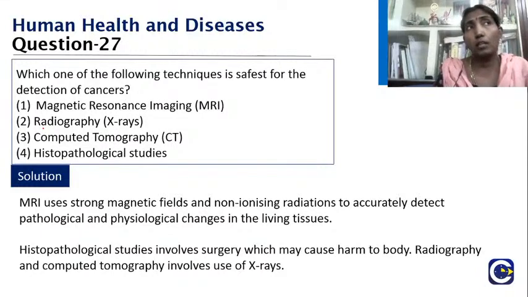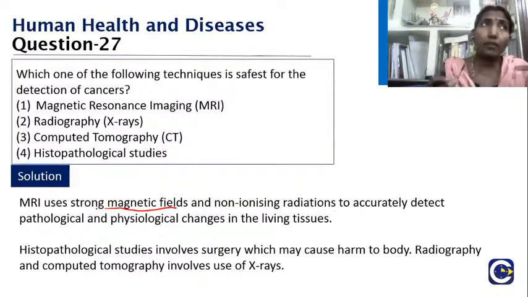See, always I say, even to my patients, that MRI is the safest, because MRI uses only strong magnetic fields of 1.5 Tesla and non-ionizing radiation, where you can very well find out the physiological structures as well as the pathological changes in the living tissues. So MRI. But the others will harm your body, like X-rays or CT.